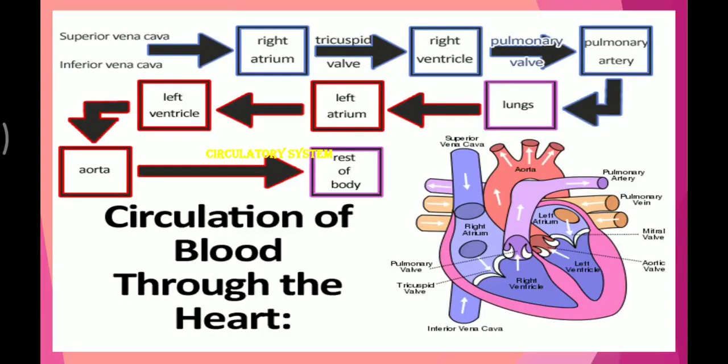Now you can see the circulation of blood through the heart, how it happens. First, superior vena cava is a type of vein. Through veins, it comes to the right auricle, that is your right hand. From the right hand, it goes to your right leg, that is right ventricle. Right auricle to right ventricle. Now, touch your leg with your hand. Now you passed on the blood from right auricle to right ventricle.